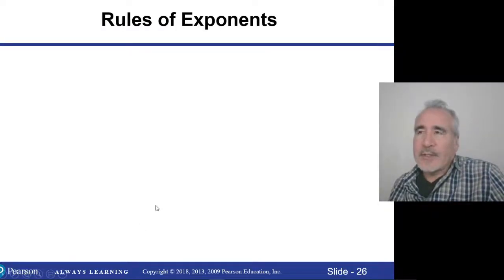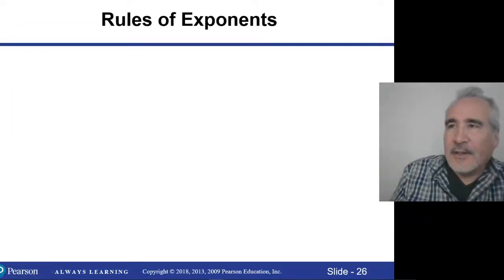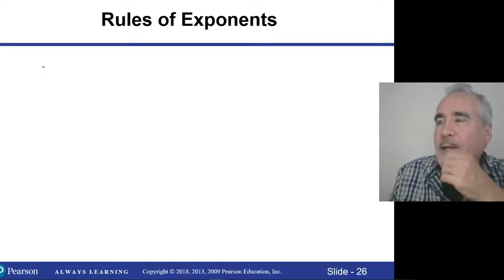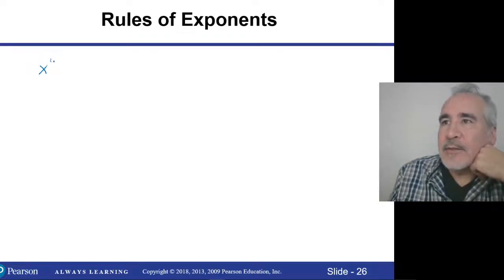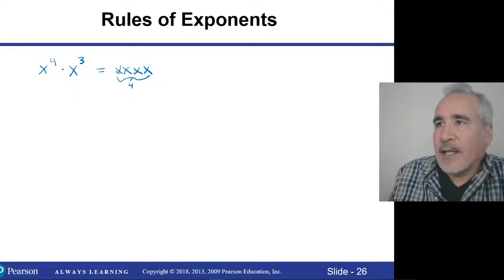So, rules of exponents. Let's go through this because it's helpful. One rule is when we multiply exponents, and I'll use the standard example, say x to the 4th times x to the 3rd. So what's happening here? What is x to the 4th? Well, that's x times x times x times x. And x to the 3rd is x times x times x.